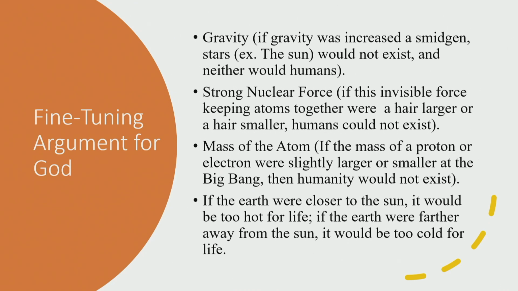If the Earth were closer to the sun, it'd be too hot for life. If it were further, it'd be too cold. So we wouldn't be able to live and be humans here if it weren't for those things that were fine-tuned. Yeah, so everything around us seems to have been designed.